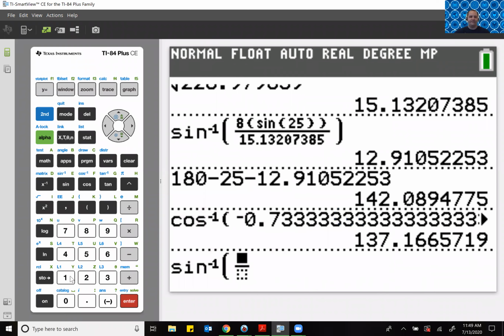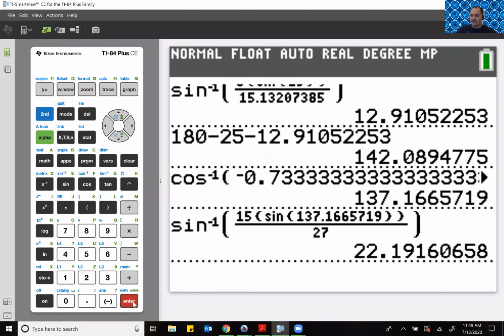So we got 15 parenthesis sine 137.1665719. Close it, close it. And on the bottom, 27. And I like to scroll it to the side and close it all up. There we go. And there's what B is. 2 decimal places is 22.19 degrees.